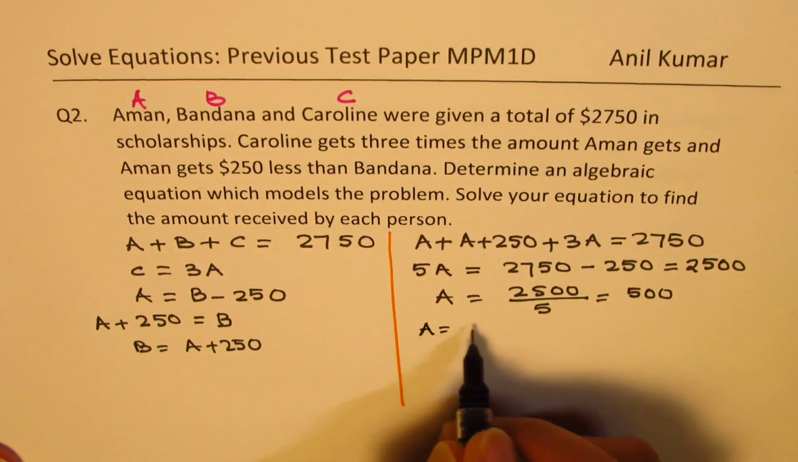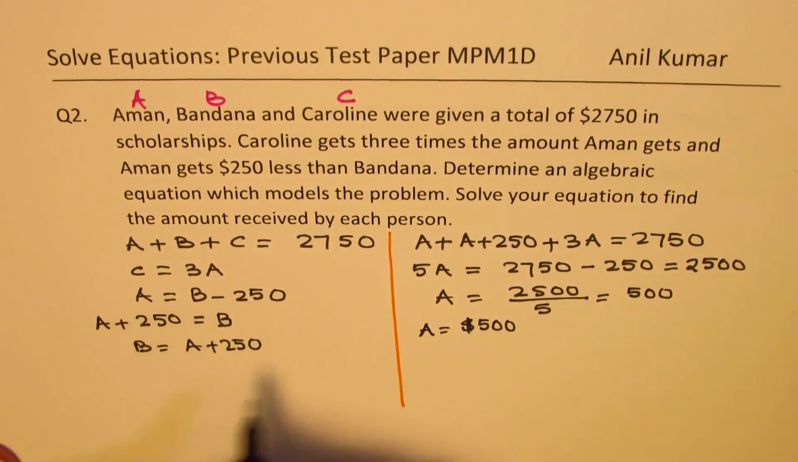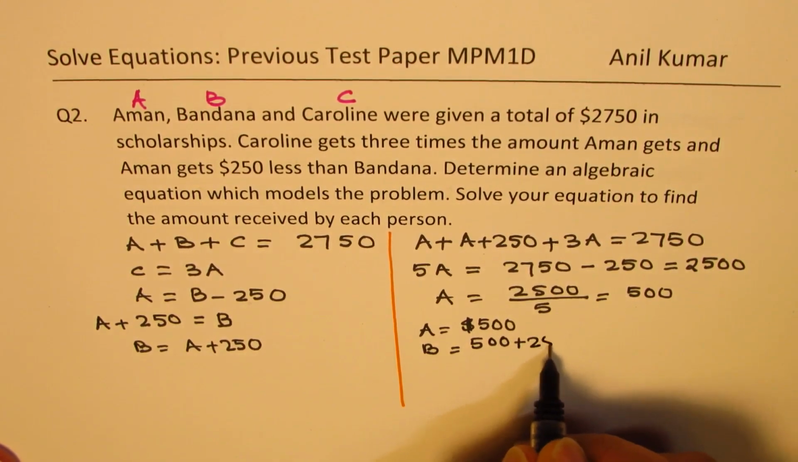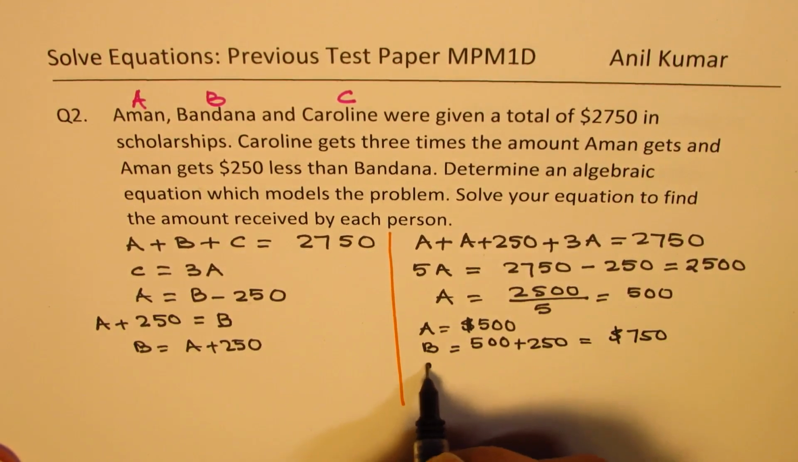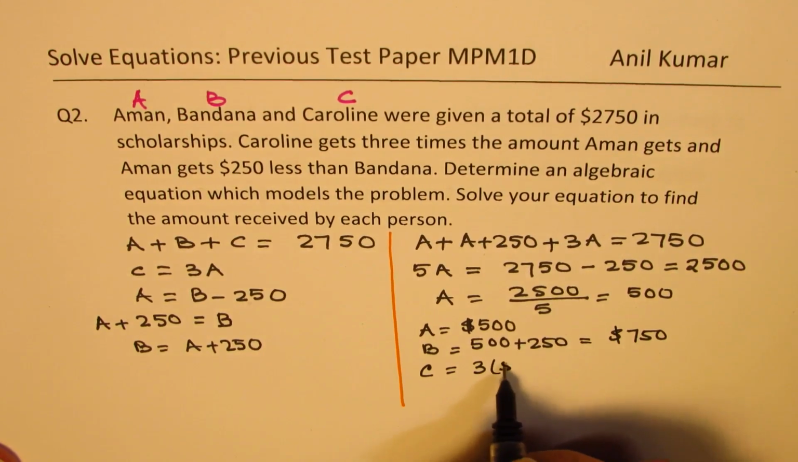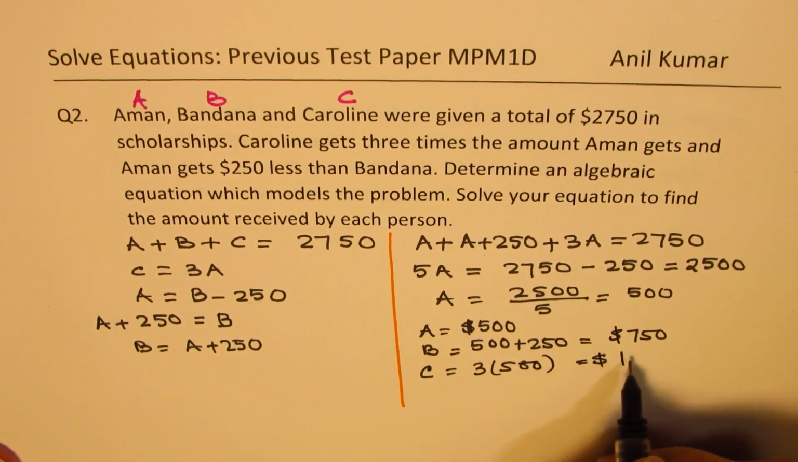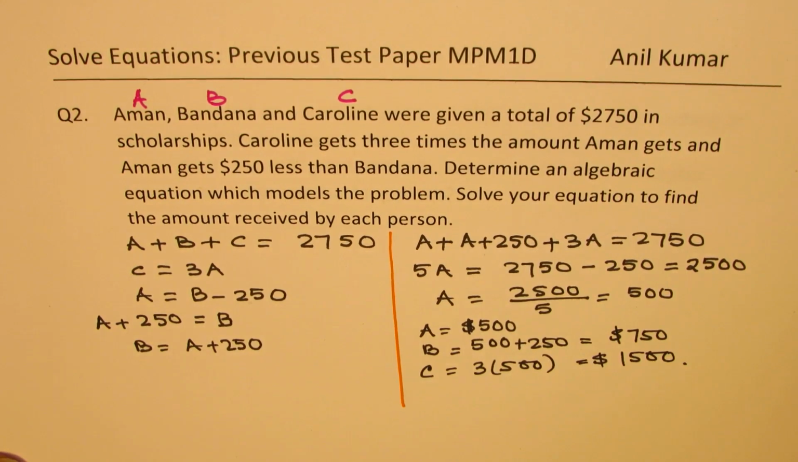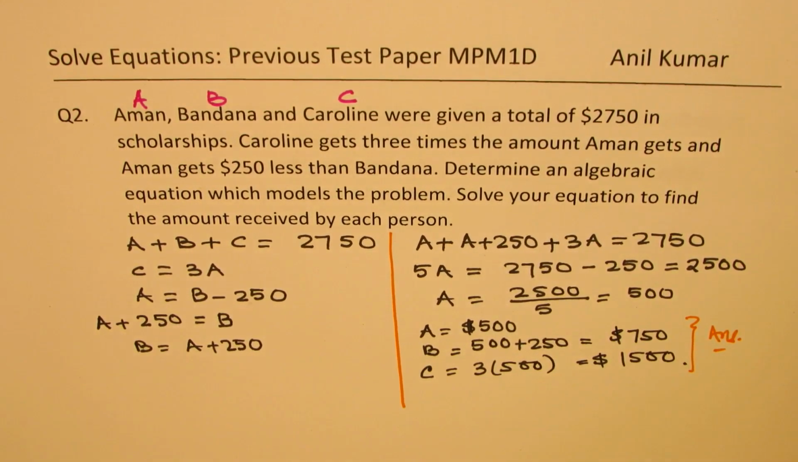Now let's write down each value. So we have A equals $500, and B will be equal to 500 plus 250, which is $750. As far as C is concerned, 3 times 500 is $1,500, right? So that is how we will get the answer for this question. Is that clear? Now let's take the third question.